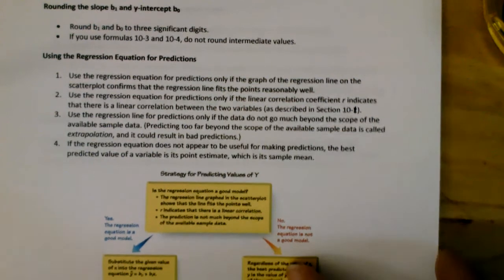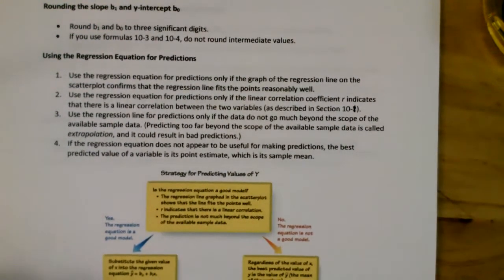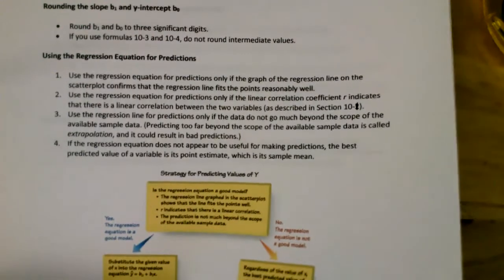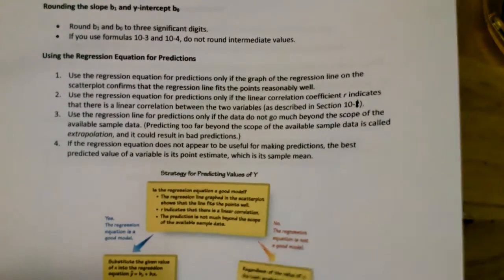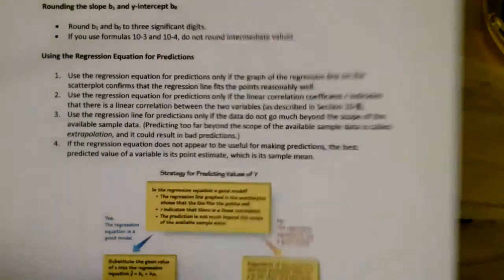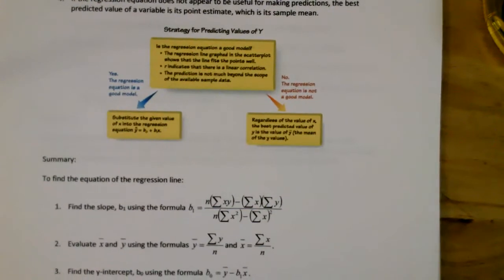Okay. Now here's a flow chart for predicting values of y, or strategy. You want to ask yourself, is the regression equation a good model? The regression line graphed in the scatter plot shows that the line fits the points well, and r indicates that there is a linear correlation. The prediction is not much beyond the scope of the available sample data.